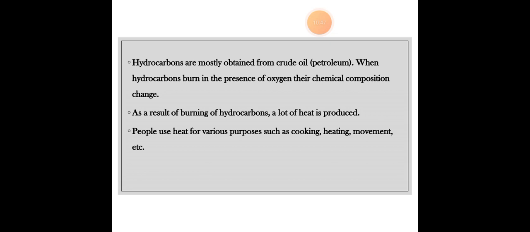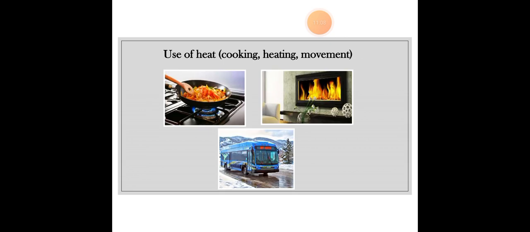A hydrocarbon is an organic compound consisting entirely of hydrogen and carbon. Hydrocarbons are generally colorless and hydrophobic. Their odor is usually faint, and may be similar to that of gasoline or lighter fluid. So this is what a hydrocarbon is. The uses of heat are cooking, heating, and movement.